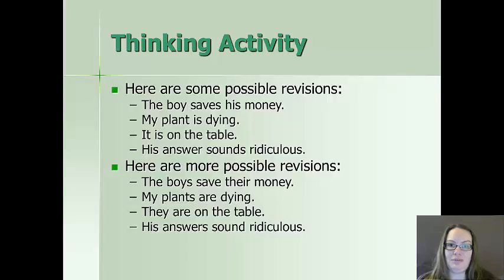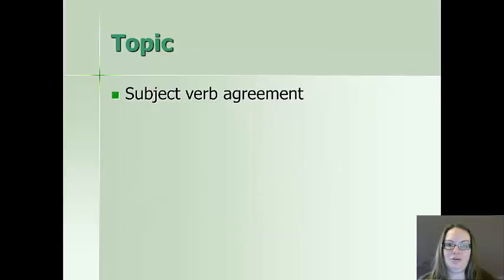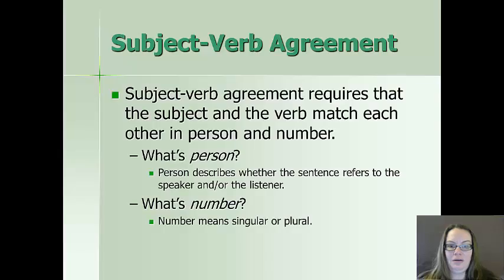And so revising them includes either changing the verb to match the subject or changing the subject to match the verb. So our topic for this presentation is subject-verb agreement. Subject-verb agreement requires that the subject and the verb match each other in person and number. Person is a term that describes whether the sentence is referring to the speaker or the listener. So either I, you, or someone who's very far away. When we talk about she, we call it third person. Number means either singular or plural.